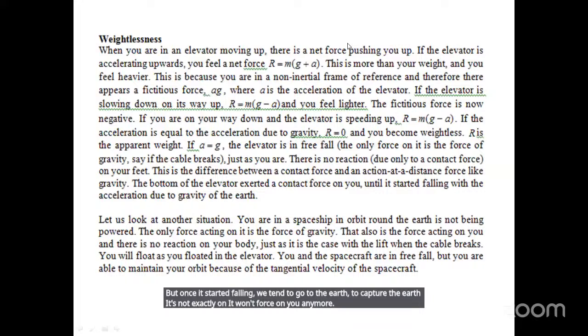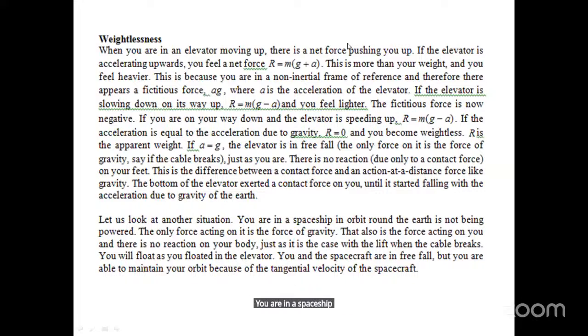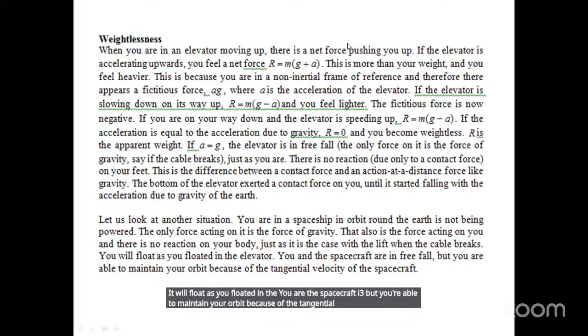Let's look at another situation. You are in a spaceship in orbit around the earth that is not being powered. The only force acting on it is the force of gravity. That also is the force acting on you, and there is no reaction on your body, just as in the case with the lift when the cable breaks. You will float as you floated in the elevator. You and the spacecraft are in free fall, but you're able to maintain your orbit because of the tangential velocity of the spacecraft.